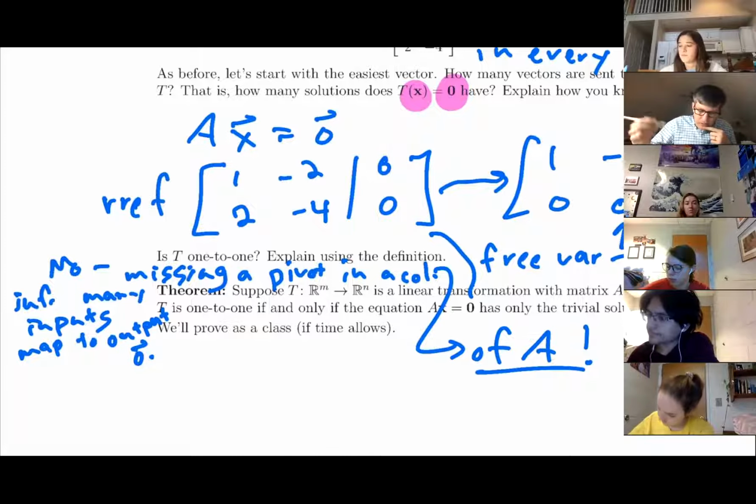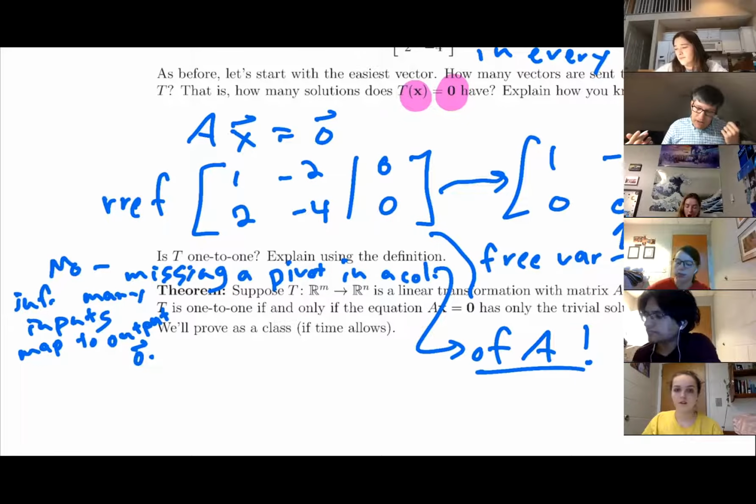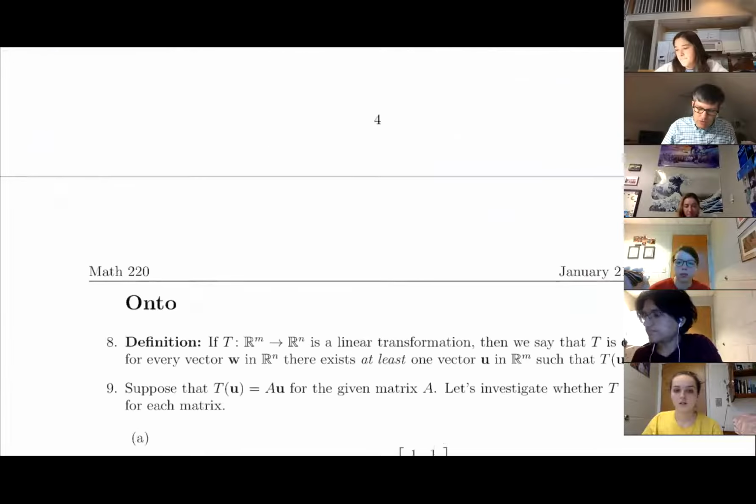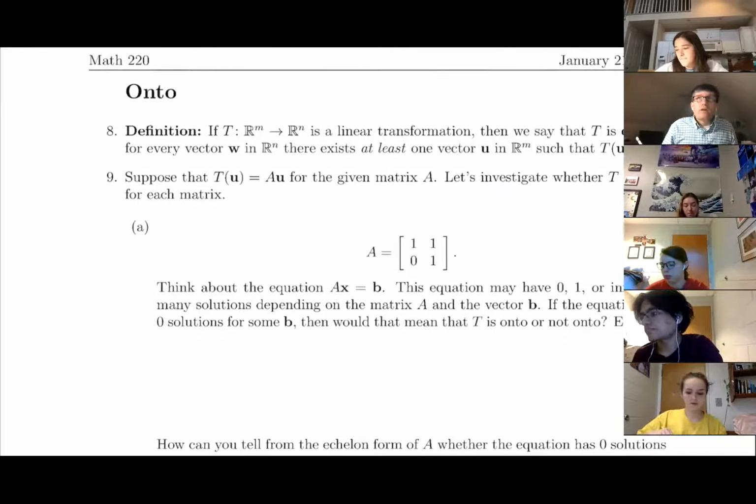Here's a theorem that's interesting. It says that generally, if we want to check one-to-one, we really only need to check whether Ax = 0 has only the trivial solution. We do not have time as a class to prove it, so we're going to move right on to onto. So any questions about one-to-one before we move on to onto?